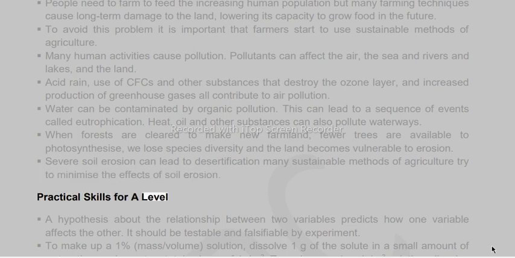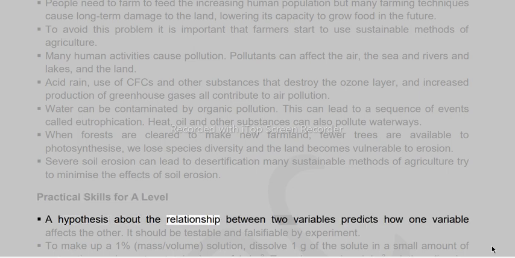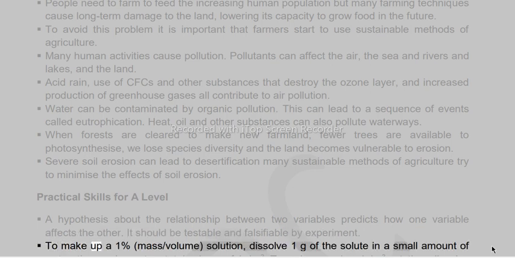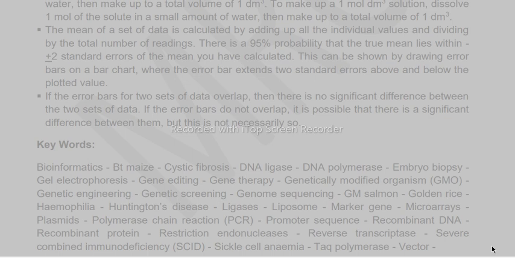Practical skills for A-Level. A hypothesis about the relationship between two variables predicts how one variable affects the other. It should be testable and falsifiable by experiment. To make up a 1% mass volume solution, dissolve 1 g of the solute in a small amount of water, then make up to a total volume of 1 dm3.